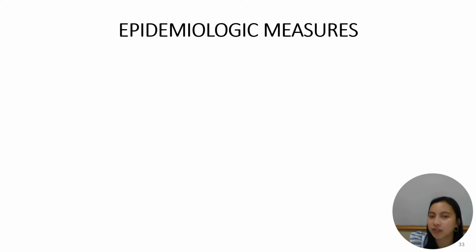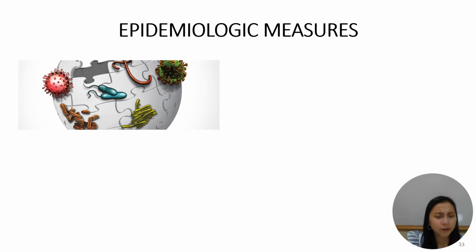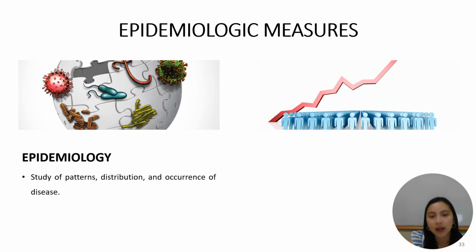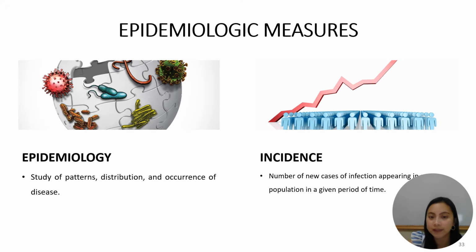So much now for parasitology, its terms and definitions. Let's proceed to epidemiologic measures. So let's first define what epidemiology means. Epidemiology is the study of patterns, distribution, and occurrence of a certain type of disease. While incidence, class, it is the number of new cases of that certain infection appearing in a population during a specific period of time.